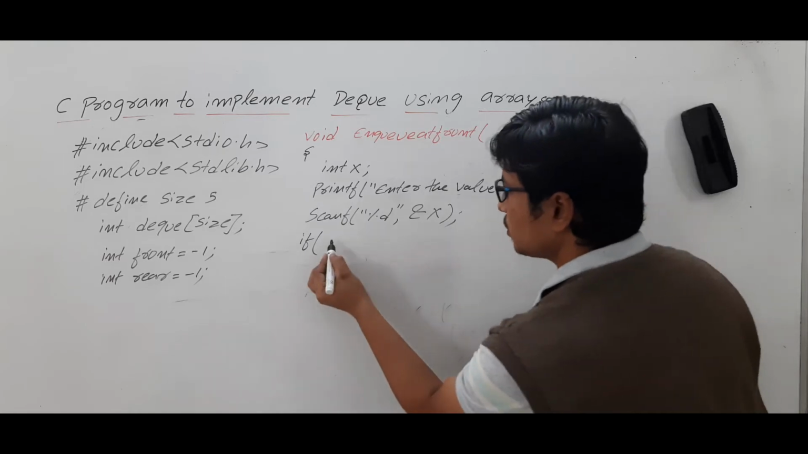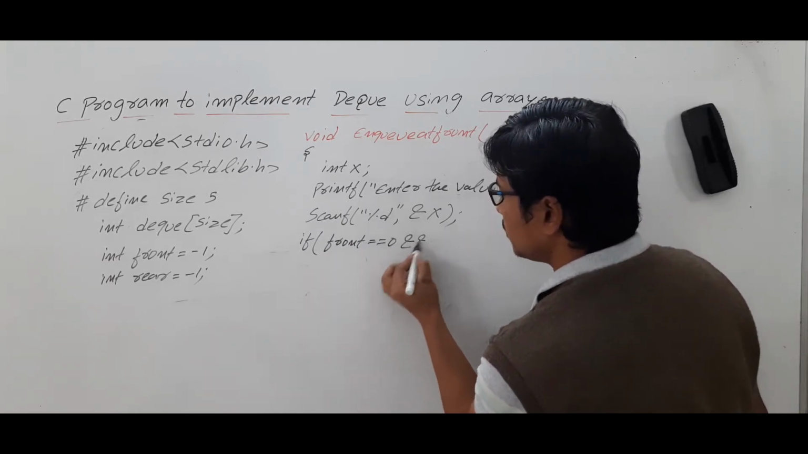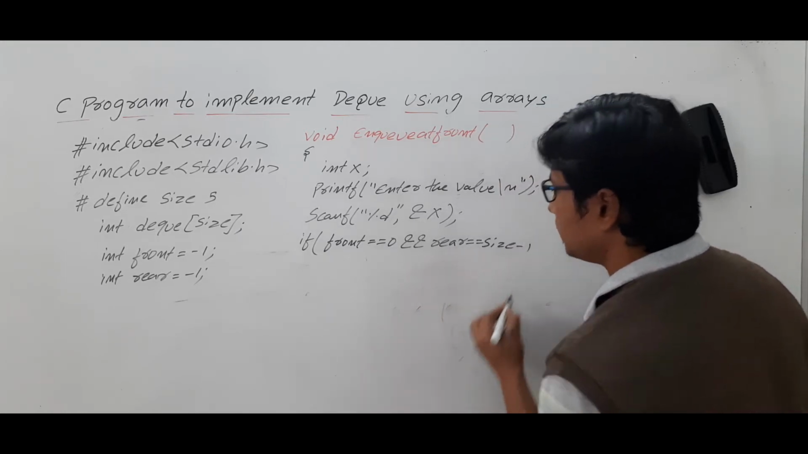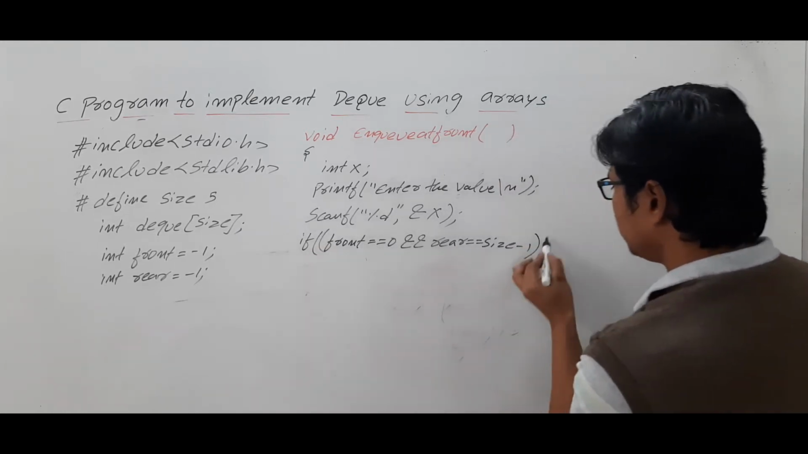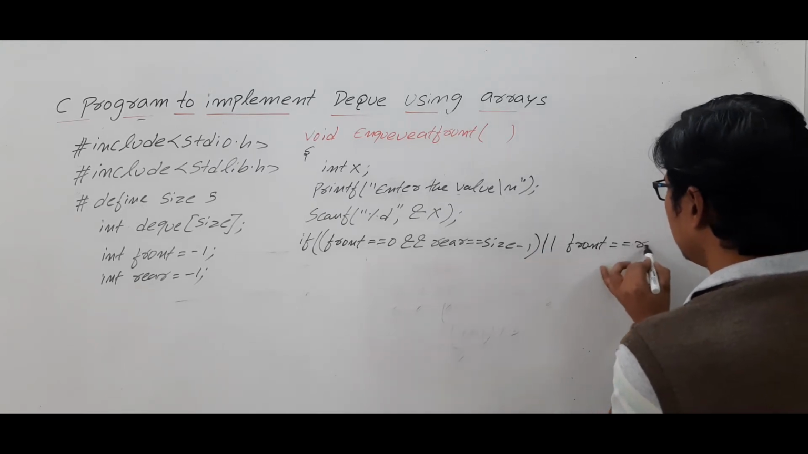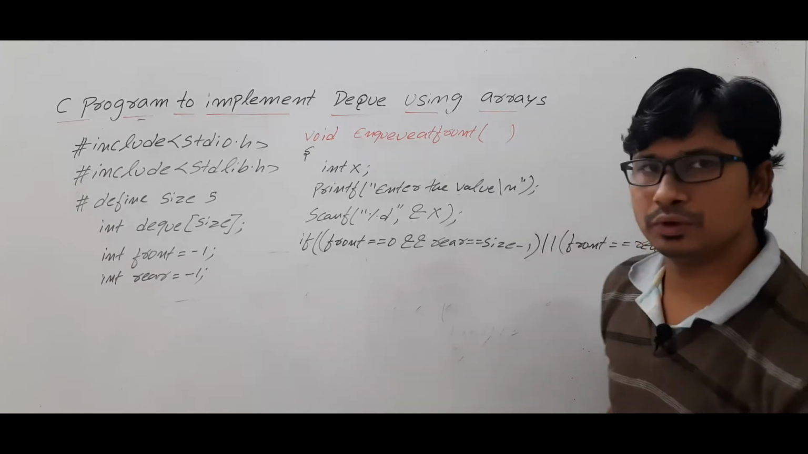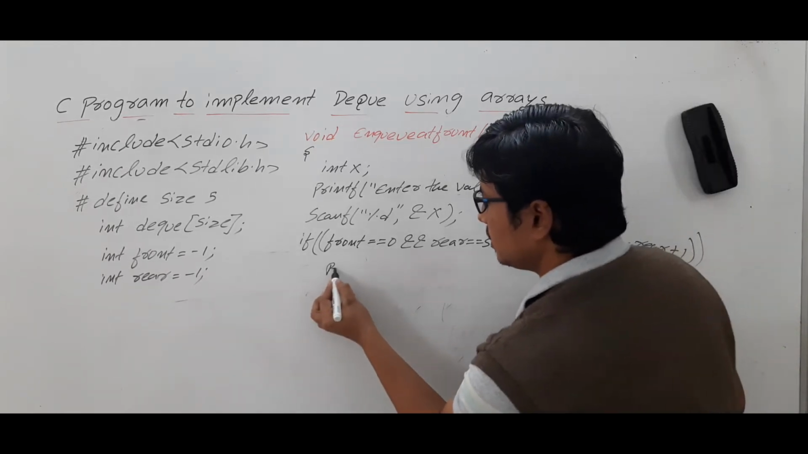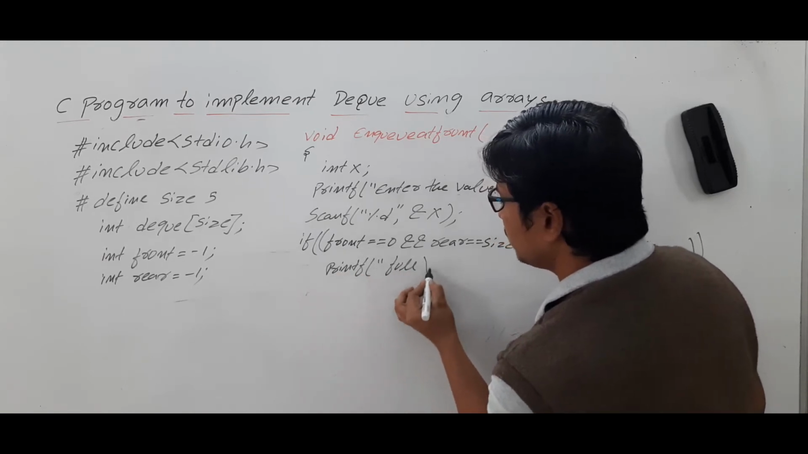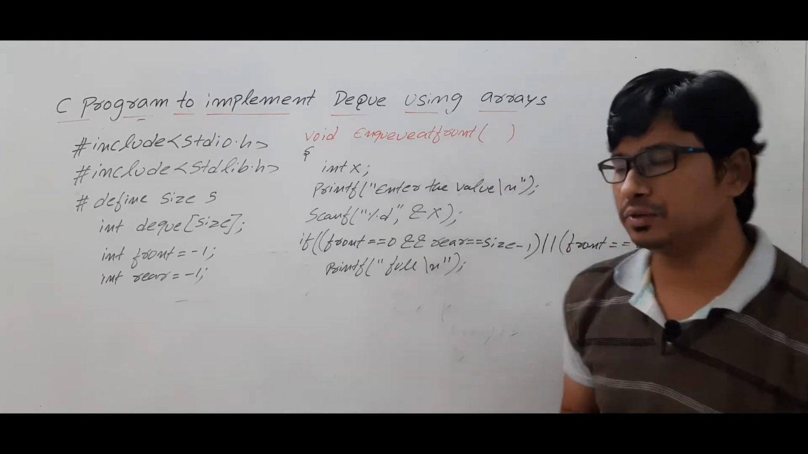How can you check whether the queue is full or not? If front is equal to 0 and rear is equal to size - 1, or front is equal to rear plus 1. If any one of these conditions is true, we will say that the double-ended queue is full. You can write simply "full", or if you want, you can completely write it: double-ended queue is full.